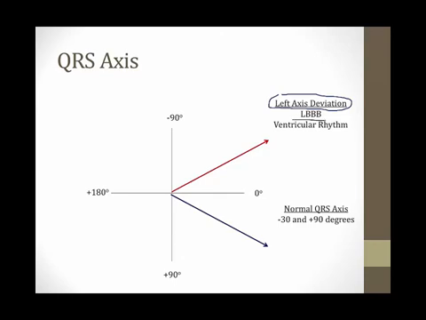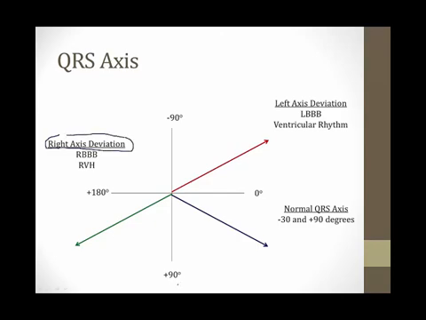This can also occur when you have a ventricular rhythm like ventricular tachycardia. This is a heart rhythm that is not originating in the SA node, but instead is coming from the ventricle itself. There are also some conditions that can cause a right axis deviation. This occurs when the QRS axis is between positive 90 and plus 180. And some of the conditions that can do this include a right bundle branch block, right ventricular hypertrophy, and there are many, many others.